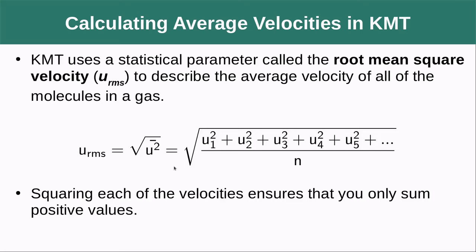The effect that we get is that squaring each of the velocities ensures that you only sum positive values. So these are vectors. They could be negative, right? Depending on the direction of the molecule. But if we square them all, we get all positives. We add them together, and then we take the square root, and we get something that's kind of like an average. It's not exactly an average because obviously the square root does not distribute across a sum, but it gives you a value that's kind of close to that. It has a similar meaning.